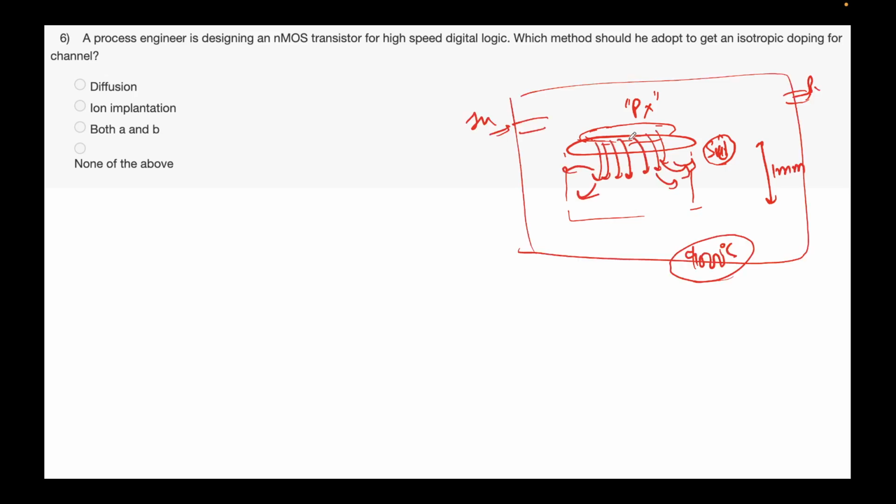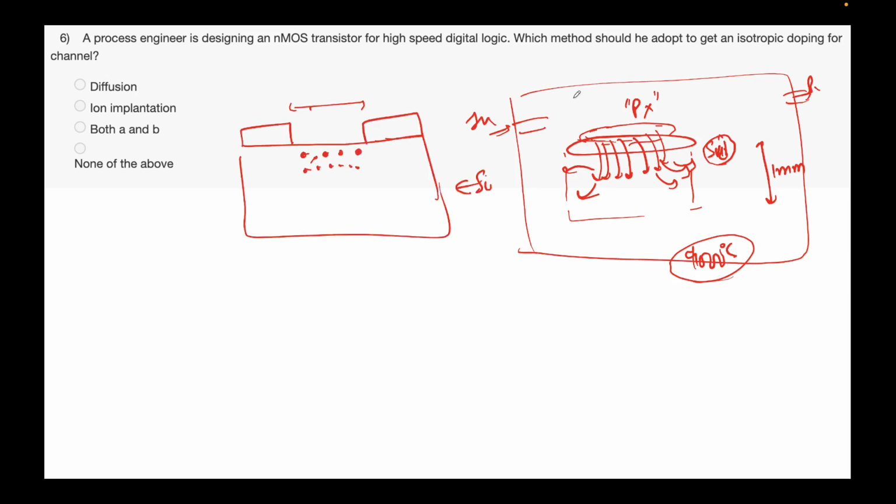So let's say I had some kind of a mask here. Mask means I want phosphorus only in this region. Phosphorus will come here, right? Fine, after some time it's abundantly here. What will happen? So this is your silicon substrate. This is silicon, and this was your chamber. This is silicon, this is mask.